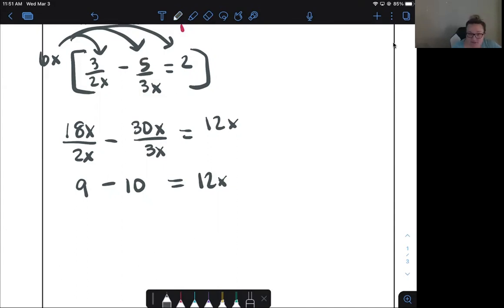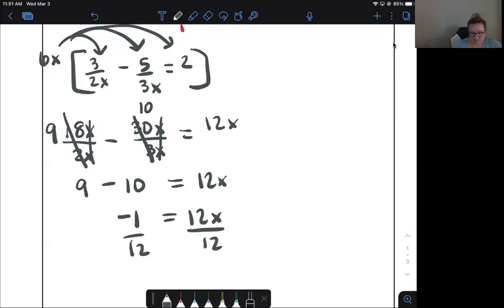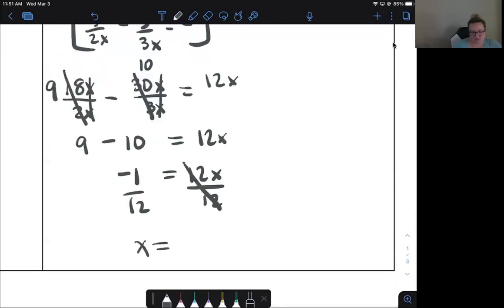Then when I simplify that, 18 divided by 2 is 9. And then x divided by x is just 1. 30 divided by 3 is 10. x divided by x is just 1. And then this is equal to 12x. Now we can go ahead and solve this. 9 minus 10 equals 12x. So 9 minus 10 is negative 1 equals 12x. Divide both sides by 12. x is equal to negative 1/12.